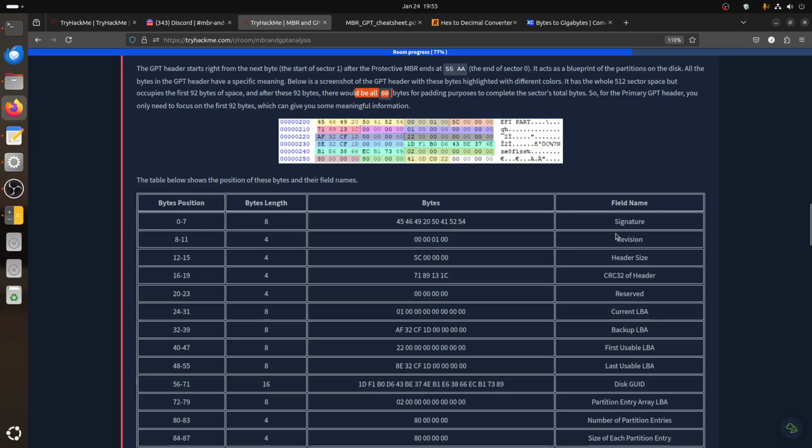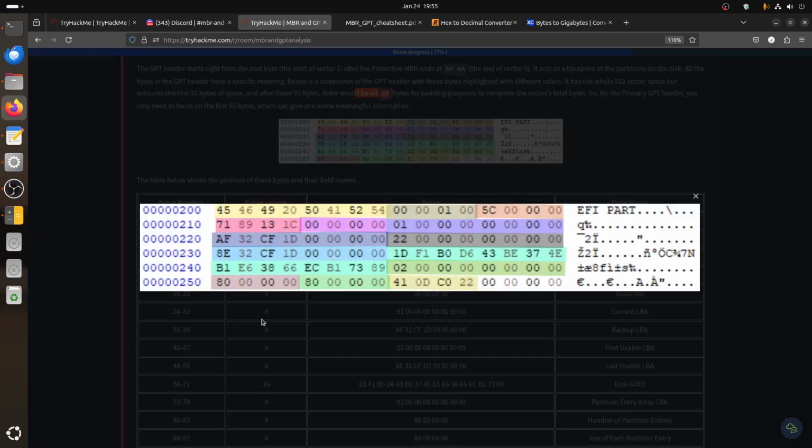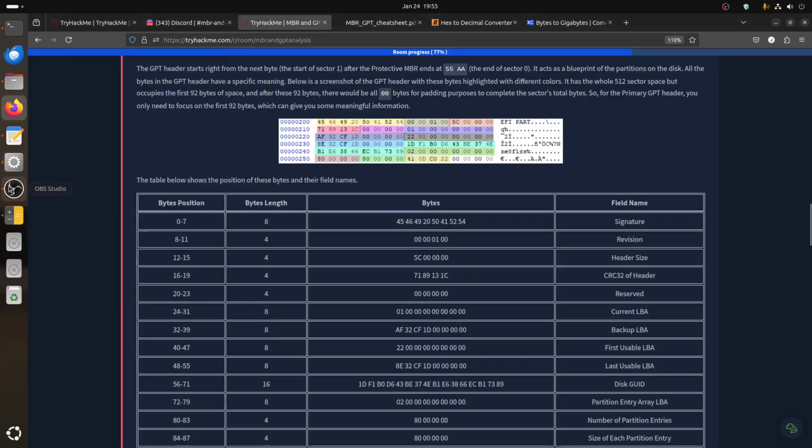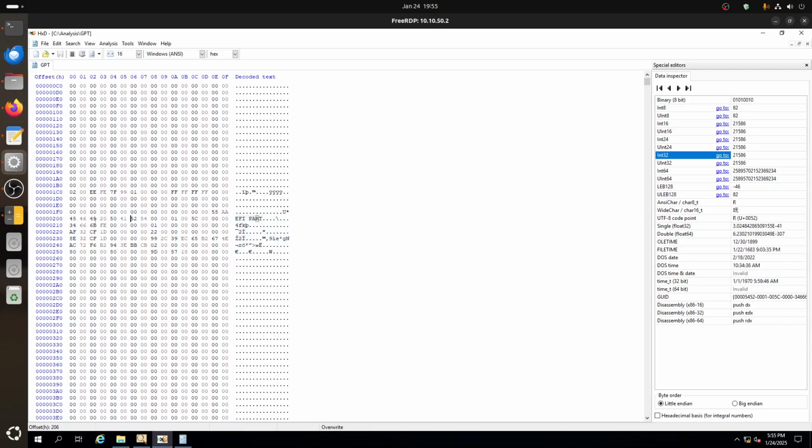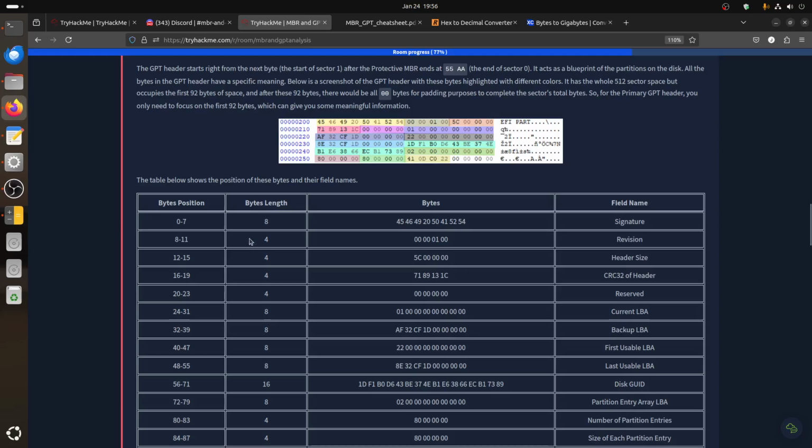Okay, let's see if I remember. The signature. The first 8 bytes are the signature. So 1, 2, 3, 4, 5, 6, 7, 8. That's the first 8, which is the signature. Then the revision, which is 1, because usually it's the version of it.